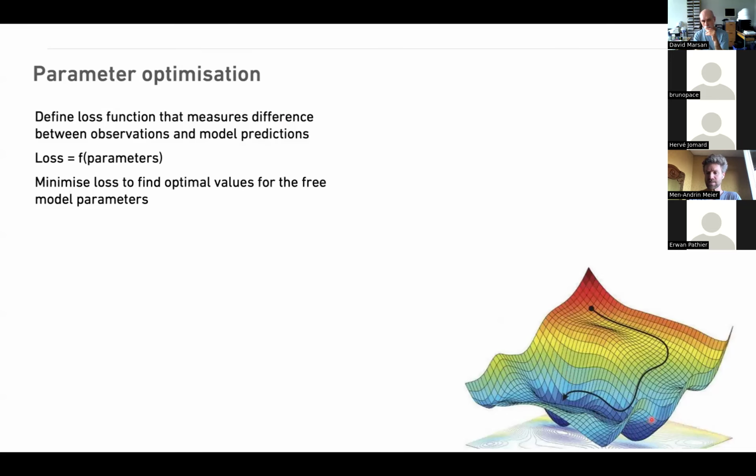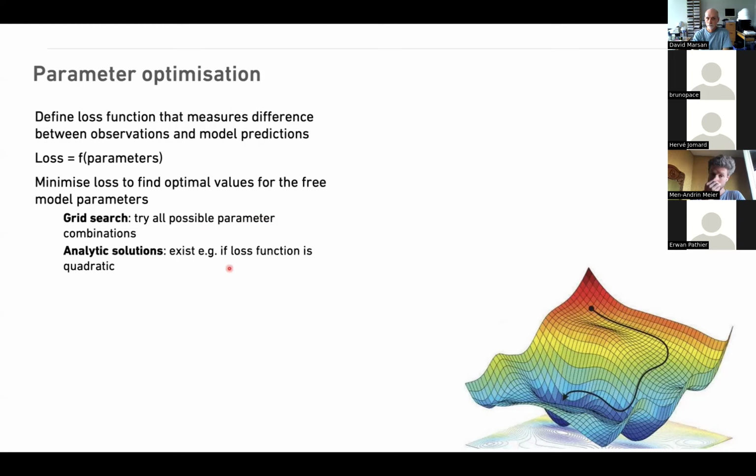In 2 dimensions, we can visualize this as having some loss function as a function of 2 parameters, and now we need to find a way to go to the parameter combination where the loss is minimum. In small enough problems, we can do this with grid search. We can just try out all the possible parameter combinations and then pick the one that results in the lowest loss or the lowest misfit. In real problems, however, this is often intractable. Neural networks can have millions or even much more free parameters, and so there's no way we can try out all the different combinations.